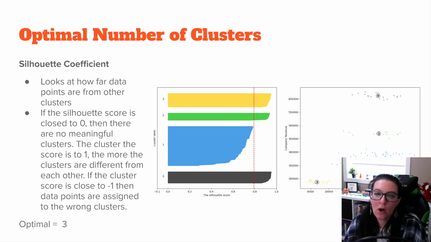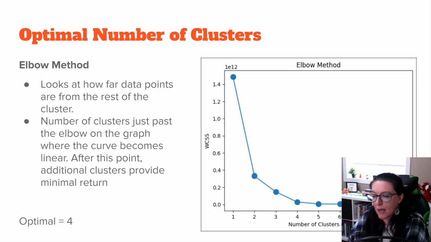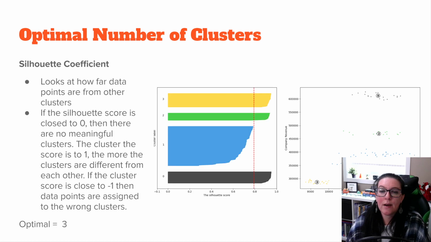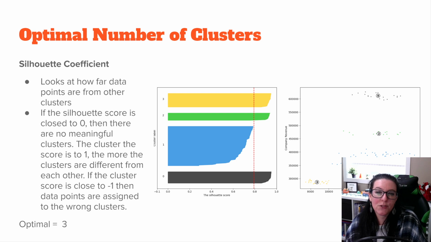We'll look at something called the silhouette coefficient. The silhouette coefficient looks at how far data points are from other clusters. So while the elbow method looked at how far data points were from other data points within the cluster, the silhouette coefficient looks at how far data points are away from the other clusters. When we look at a silhouette score, if the silhouette score is close to 0, then there are no meaningful clusters. We really can't find any groups here in our data.